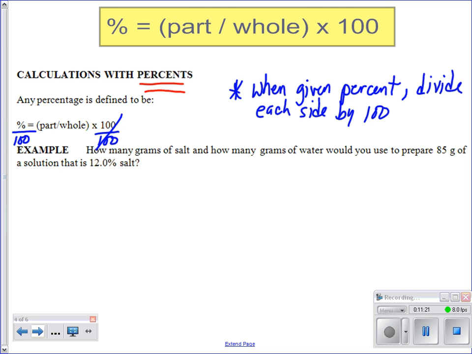So the first one, it says how many grams of salt and how many grams of water. So those are our two things that we're throwing in there.